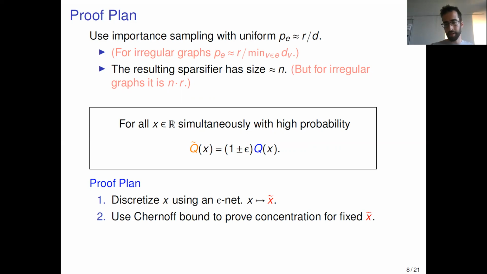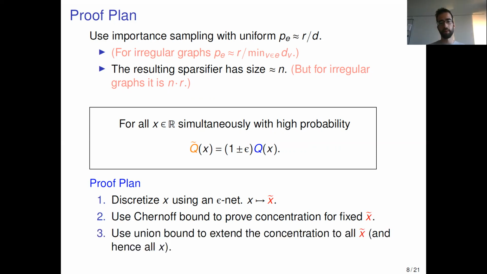Now, once we have that, because there are only finitely many values of x tilde, we can use union bounds to bound it simultaneously over all x tilde, and this will imply a result simultaneously over all x. So let's take a closer look at this Chernoff bound that we're going to use.